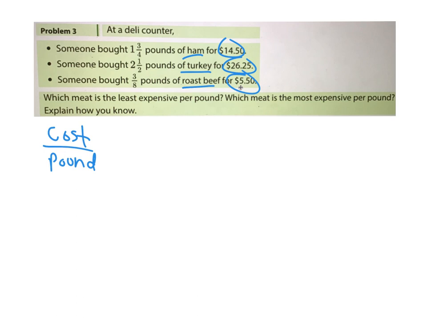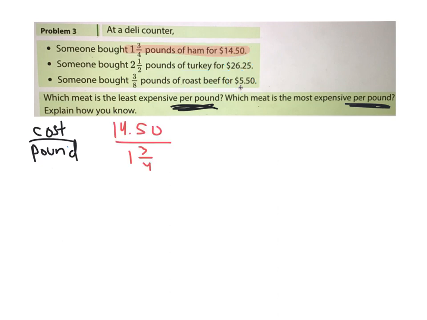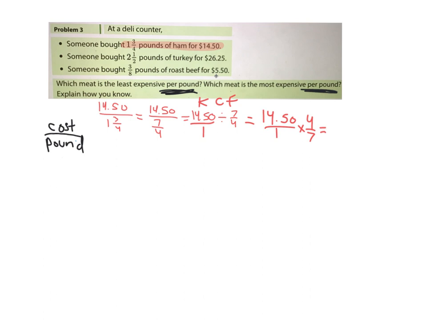So I'm going to set it up for you. Again, that's cost per pound. They tell you the words per pound right there, which means that the pound is going to be the second thing. We're going to make the ham red. If you're dividing a decimal number by a fraction, it's best to convert that mixed number into an improper fraction. Now, turn it into a division of fractions problem, like so. And 14.50 times 4 is going to equal 58. 1 times 7 is 7. When you divide that, that's equal to $8.29 per pound.